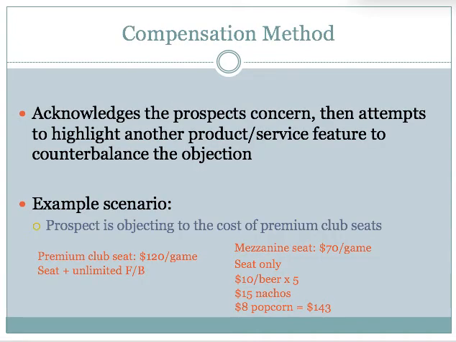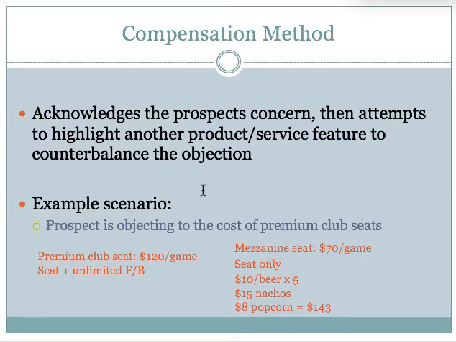Okay, compensation method is the next approach here. Basically what you're doing is acknowledging that the prospect has some concerns about the ticket package we put forward, and it is probably somehow related to price, as we discussed earlier. But in this compensation method approach, the sales rep is going to try to highlight specific products or features in order to counterbalance the objection that's been put forward.